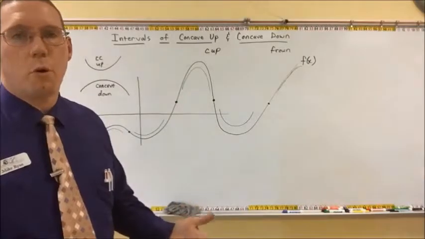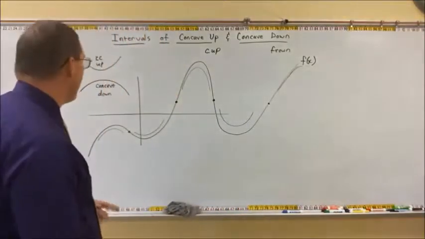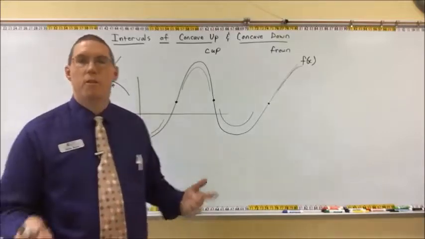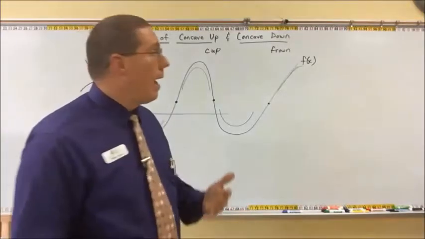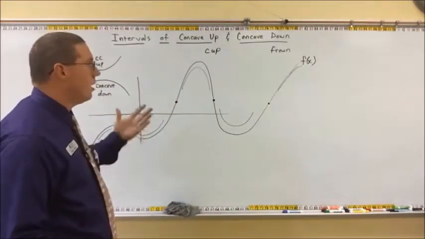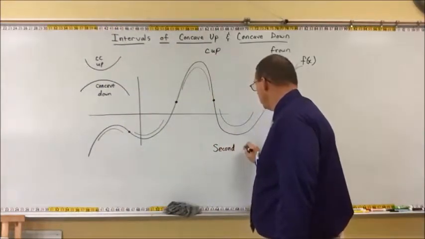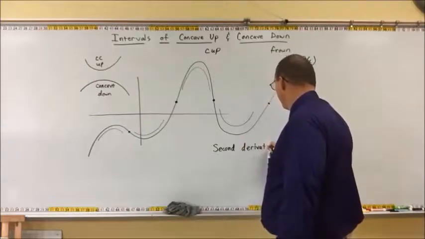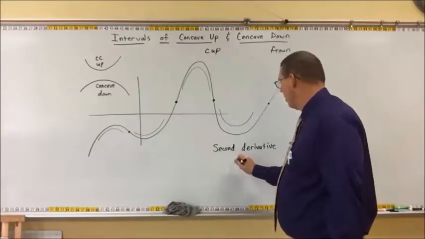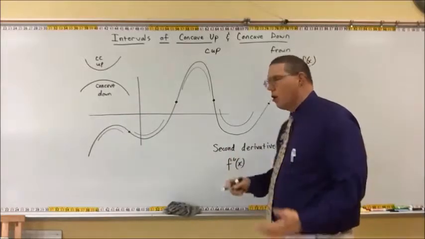This is an important quality in calculus, the idea of concavity. What concavity has to do with is the idea of the slope of the slope. In order to identify the concavity of a function, concavity is related to the second derivative of a function. So if we had the function f of x, the concavity would be indicated by f double prime of x. What is the second derivative?